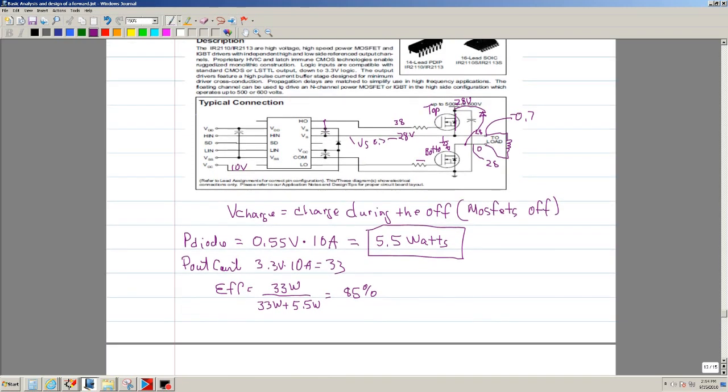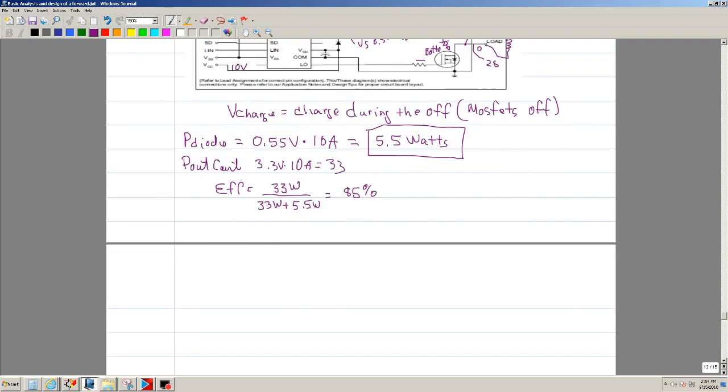And I did this so we can go into the next topic, which is, and hopefully I can spell it right, synchronous rectification. That will be the next topic, which is very interesting.